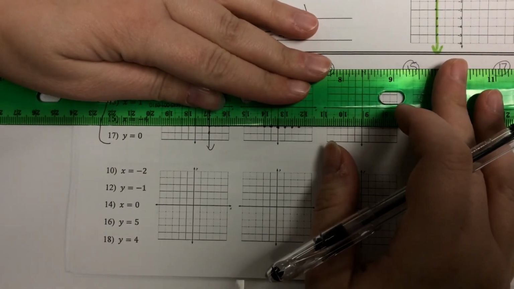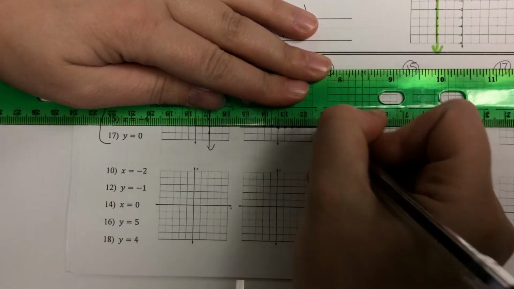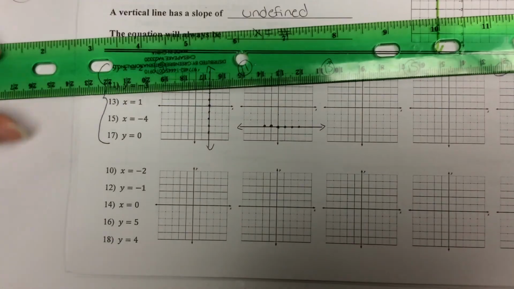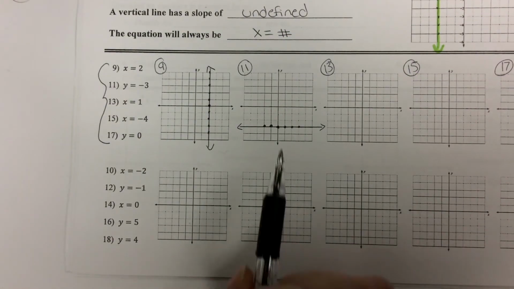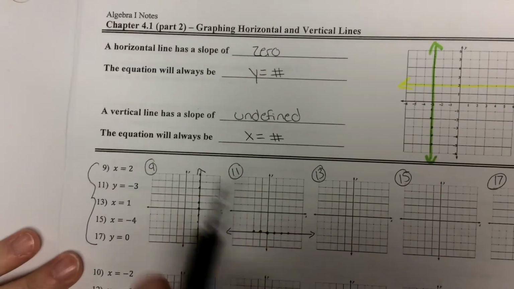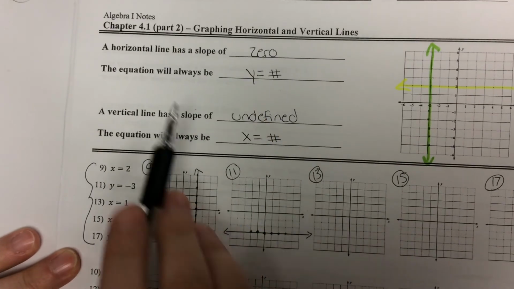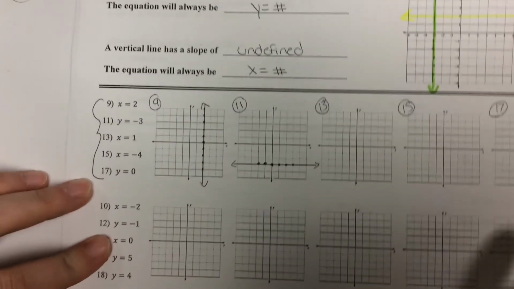So take your straight edge and go ahead and connect your lines. Don't forget to add your arrows. And this would be a y equals some number. So this is a 0 slope and it's a horizontal line. It all matches up. All right?